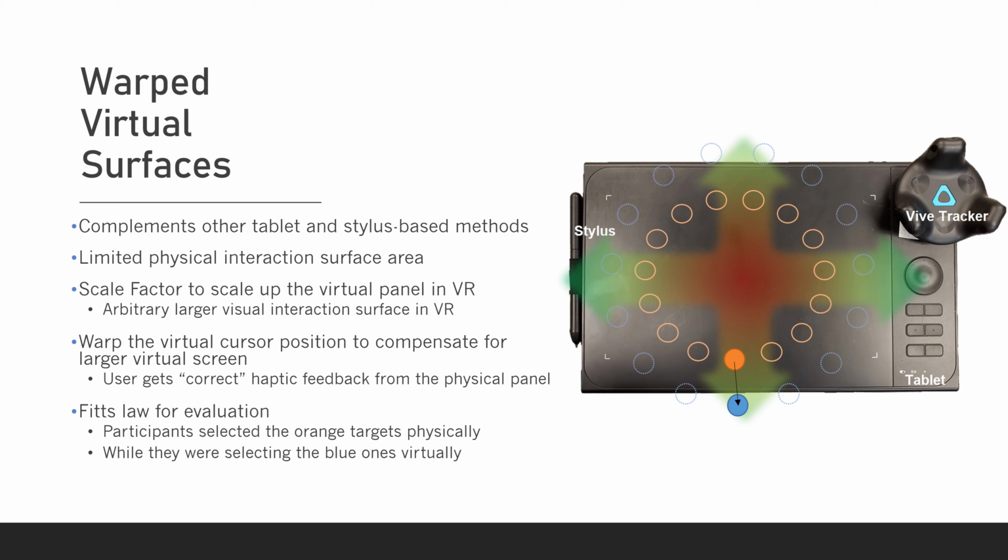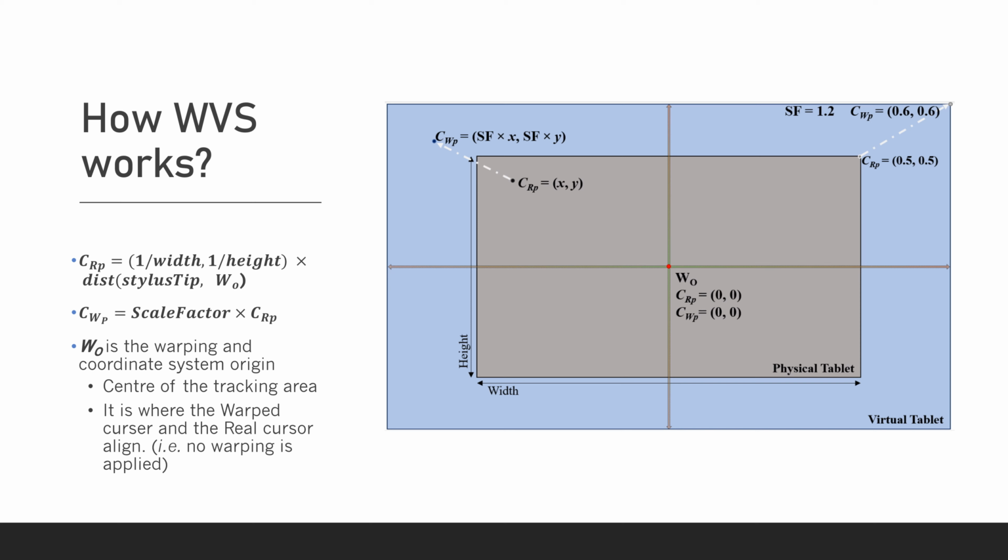To do so, we use scale factors to scale up the virtual panel and introduce warping on the virtual cursor position to compensate for the larger screen in VR. The virtual cursor position is calculated by multiplying a scale factor to the real cursor position on the panel. Similar to Azmandian's work on haptic retargeting, we needed a warping origin. We chose the center of the tablet as both the warping origin and the coordinate system origin for both the virtual and the real cursor.